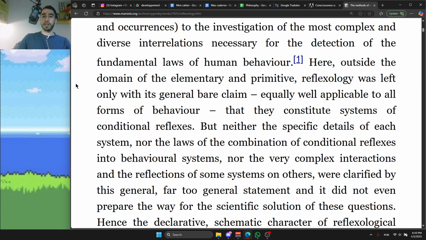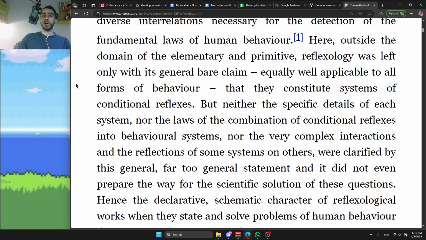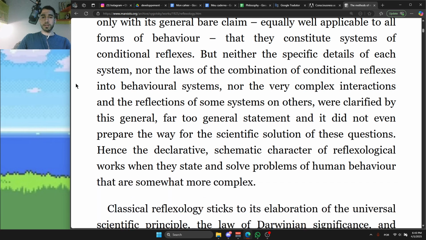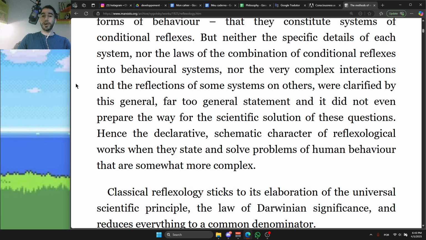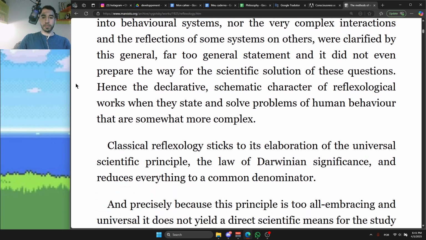Here, outside the domain of the elementary and primitive, reflexology was left only with its general bare claim, equally well applicable to all forms of behavior, that they constitute systems of conditional reflexes. But neither the specific detail of each system, nor the laws of the combination of conditional reflexes into behavioral systems, nor the very complex interactions and reflections of some systems on others, were clarified by this general, far too general, statement, and it did not even prepare the way for the scientific solution of these questions. Hence, the declarative, schematic character of reflexological works when they state and solve problems of human behavior that are somewhat more complex.